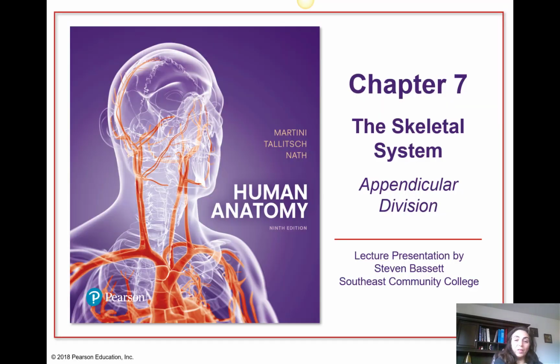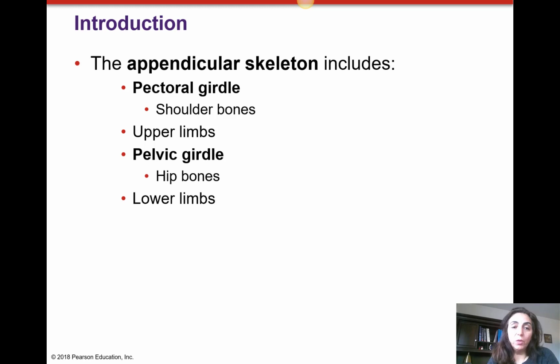Hi everybody, this is Dr. Fouladian and we're going to start chapter 7, that is the skeletal system regarding the appendicular division. So we already have talked about the axial skeleton in chapter 6. Now we're going to talk about the appendicular skeleton.